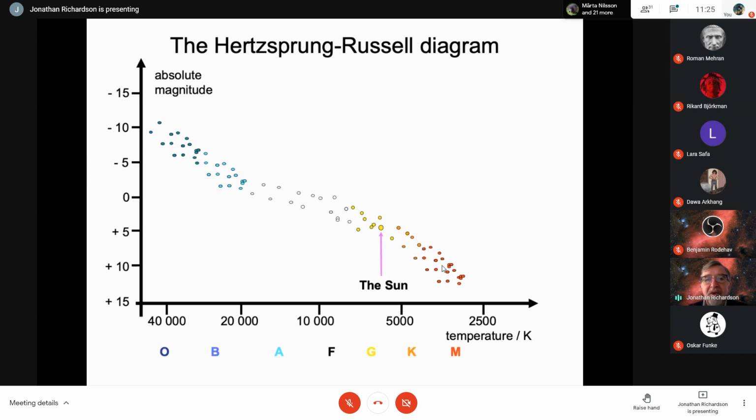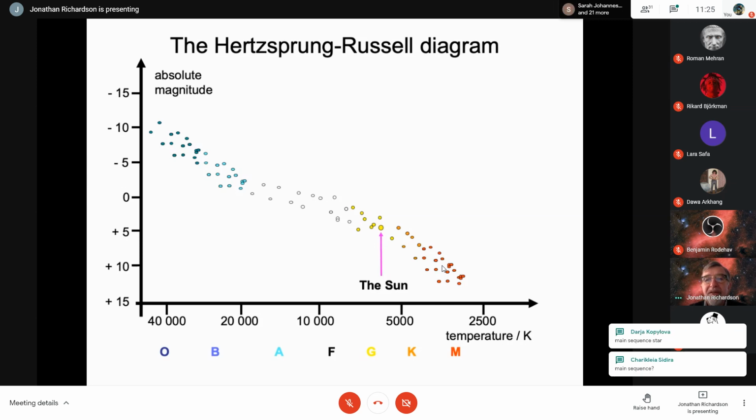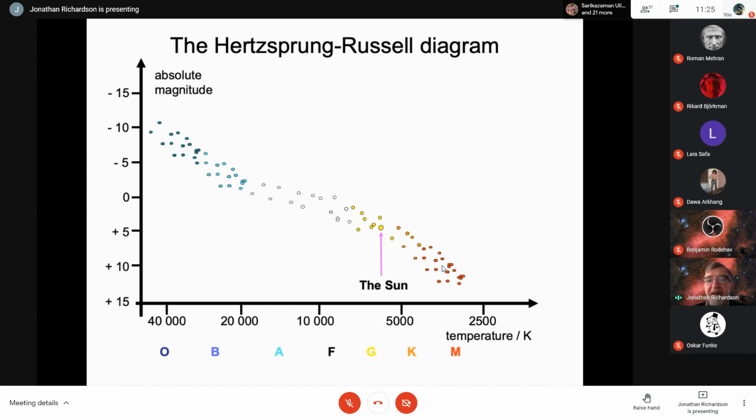Try and see that you're awake. That's why I'm asking the question to everyone. It's called the what on the Hertzsprung-Russell diagram? We've covered it before. The main sequence. Thank you. It's the main sequence. The stars fit onto the main sequence.